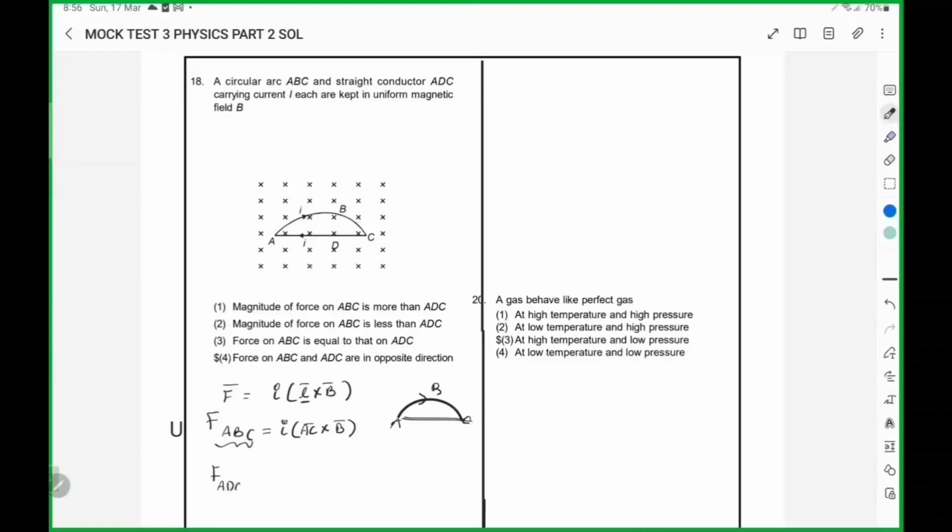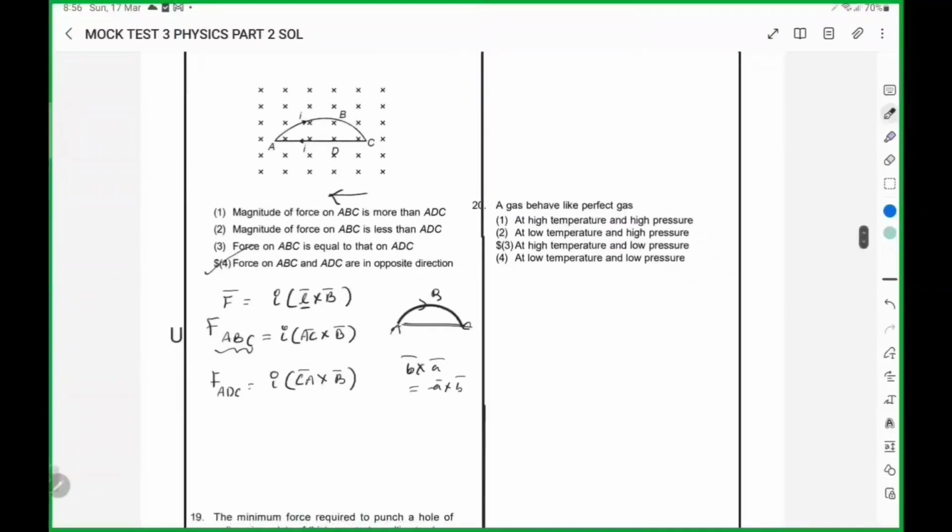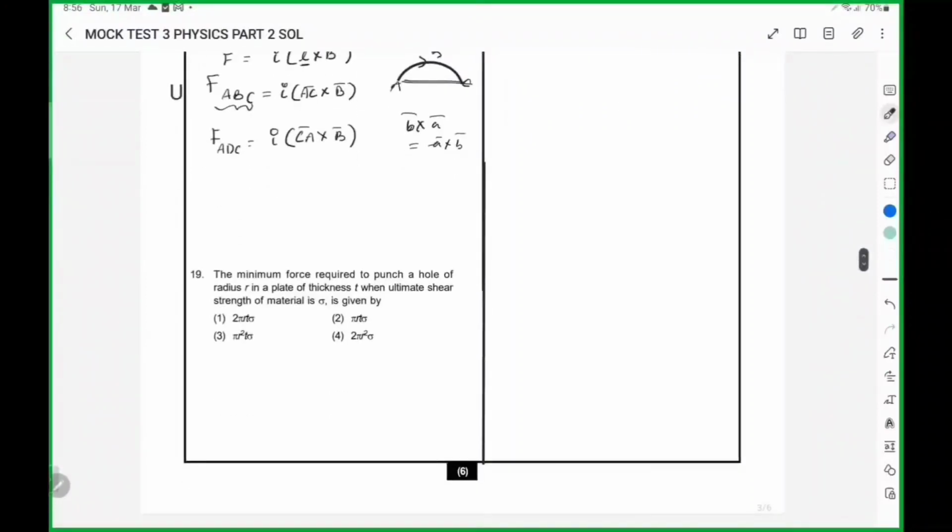Force on ADC will be I times the displacement vector, but here the current is moving in this direction, that is CA bar cross B bar. We know that B cross A is minus A cross B. So the forces acting on the two different conductors are opposite in direction.